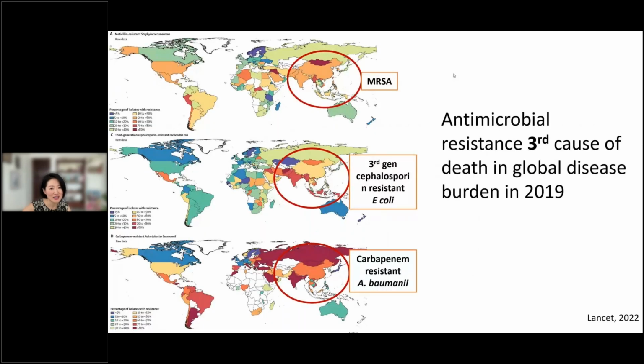So just looking at the profit margin for novel antibiotic development is important, but it's also a narrow approach considering the potential societal benefit of novel antibiotics. In the Graham study published in Lancet based on pre-COVID 2019 data, AMR was already the third cause of death in global disease burden, surpassing HIV and malaria.